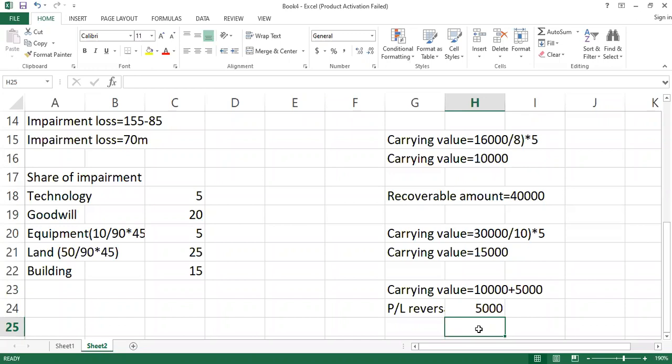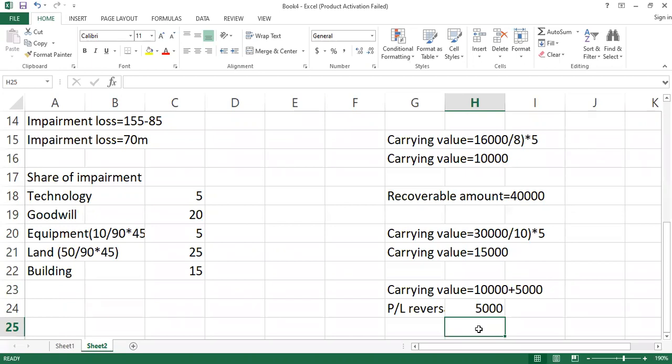Linus, the 5,000, is it going to be an expense or an income? No, you are reversing impairment loss. Impairment loss was first an expense. So if you are reversing an expense, it will be income. Are you okay?